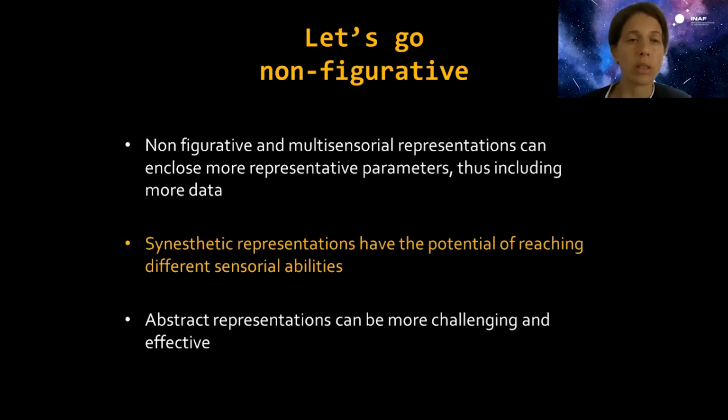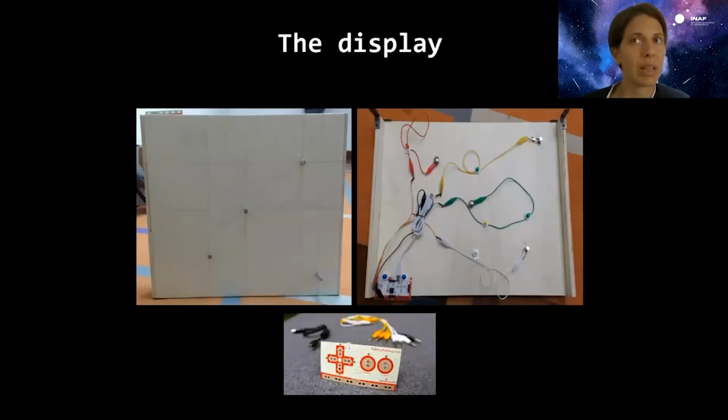So we argue that going non-figurative has a lot of advantages, such as the fact that we can use more representative parameters if we also use multisensory representation, and then we can include more data. And also using synesthetic representations allows us to create more accessible activities for people with sensorial disabilities. And in the end, by doing abstract representation, we can produce more challenging and effective activities and displays for the public.